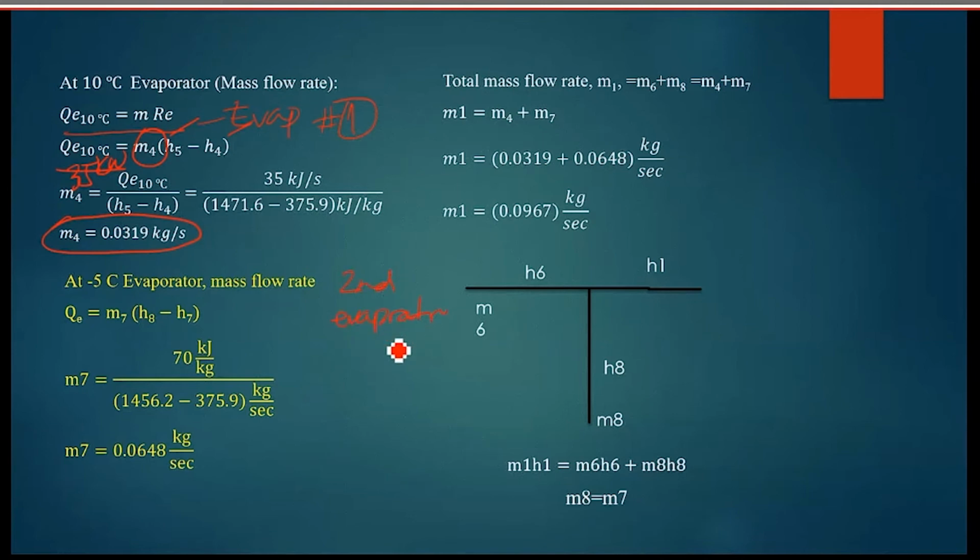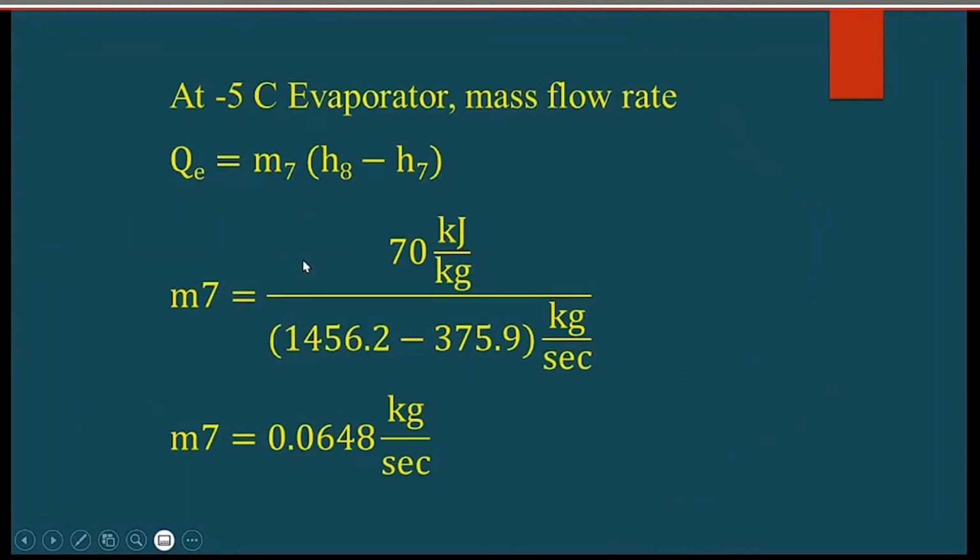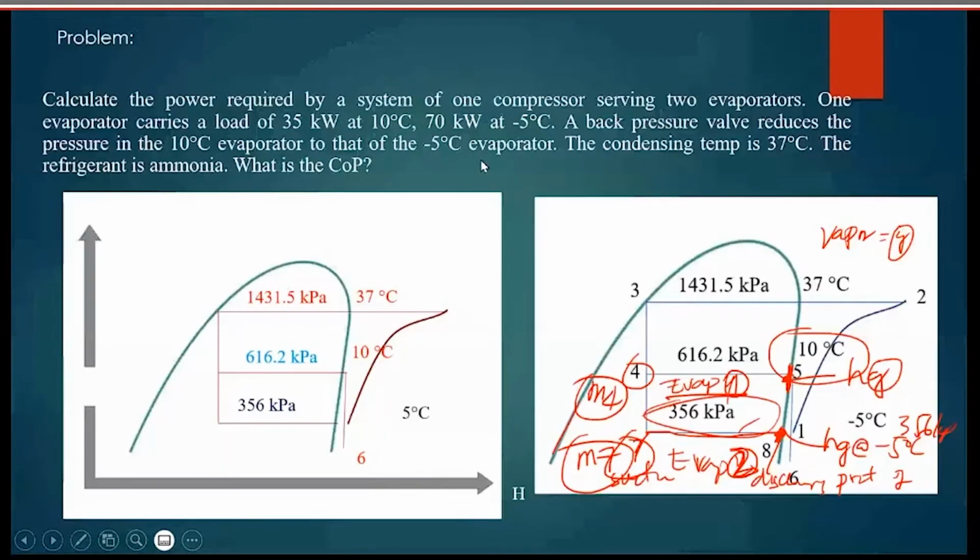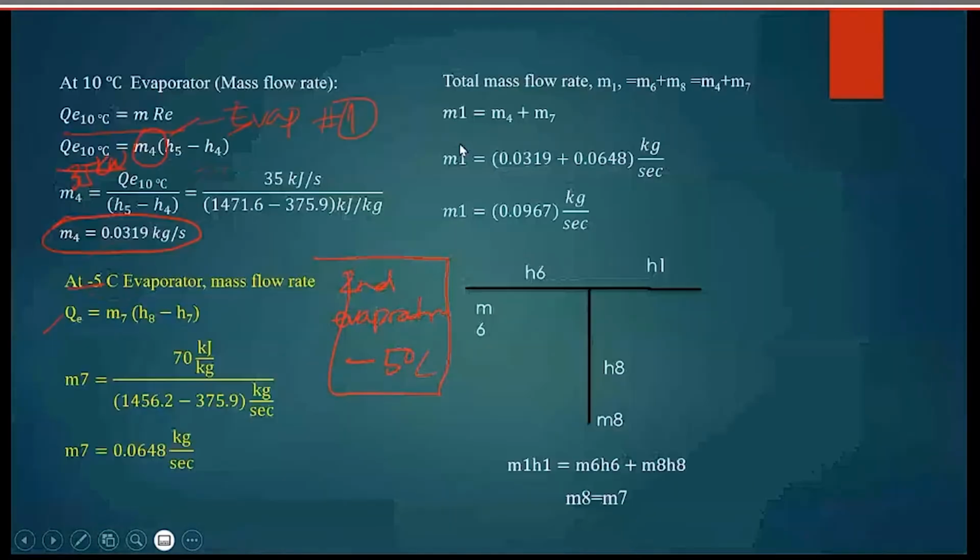The second evaporator is operating at a much lower temperature, which is, according to the problem, -5 degrees centigrade. At -5 degrees centigrade, we were given a heat load, the amount of heat that the evaporator should, by design, absorb. How many kilowatts? Let me go back to the problem so that we can see. At evaporator -5, it should have a 70 kilowatt load. So all we have to do is to substitute 70 kilowatts here.